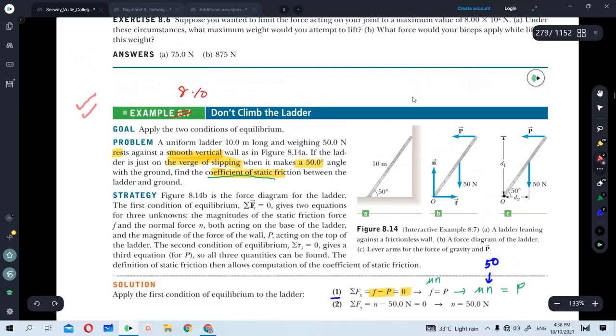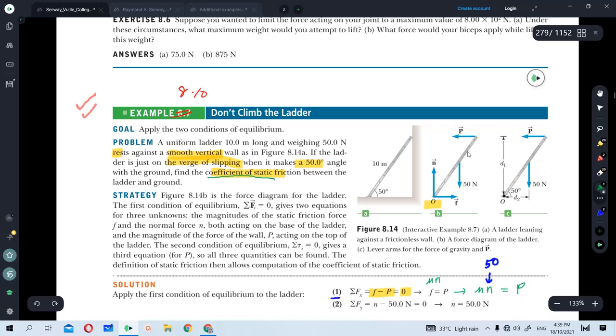Now when it starts involving torque, then we have to decide where is our axis of rotation. Okay, here they have provided you an idea that axis of rotation, please put it at this location. But as you understand, when an object is at equilibrium, axis of rotation can be anywhere.